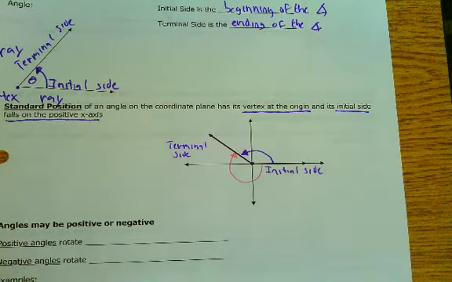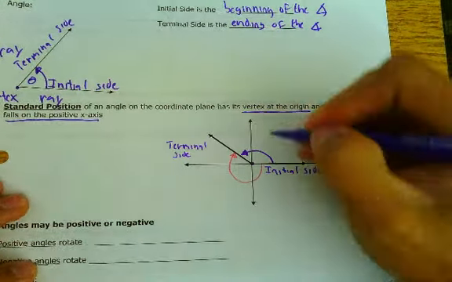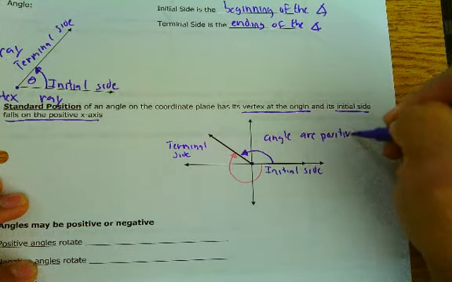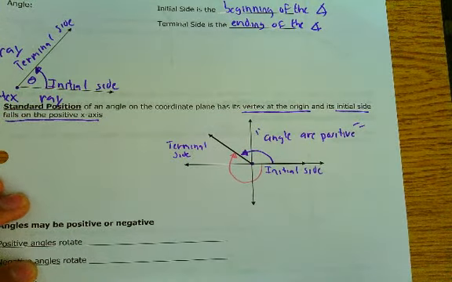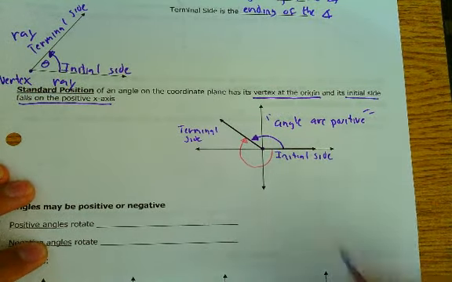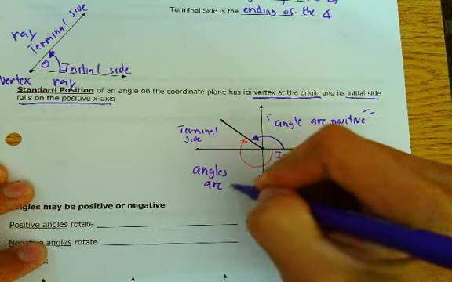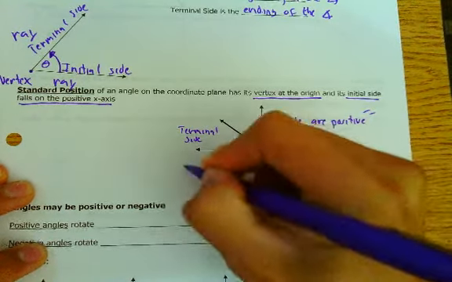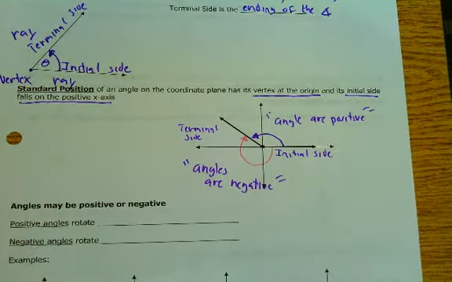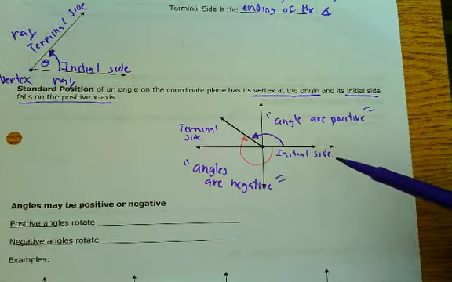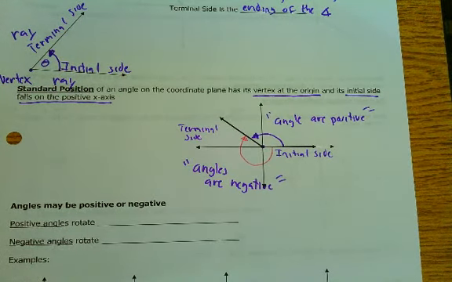When you rotate counterclockwise, your angles are positive. But if you rotate clockwise, your angles are going to be negative. Okay? So even though you're starting at the x-axis, if it's positive, you're going to go counterclockwise. If it's negative, you're going to go clockwise, I'm sorry. Okay? Alright, that kind of answers that, so I'm just going to skip that.